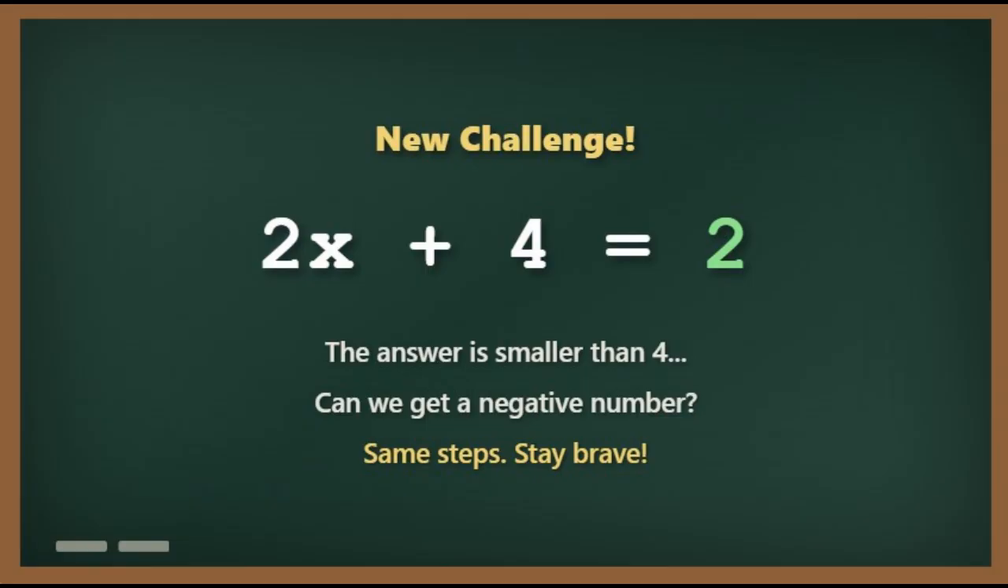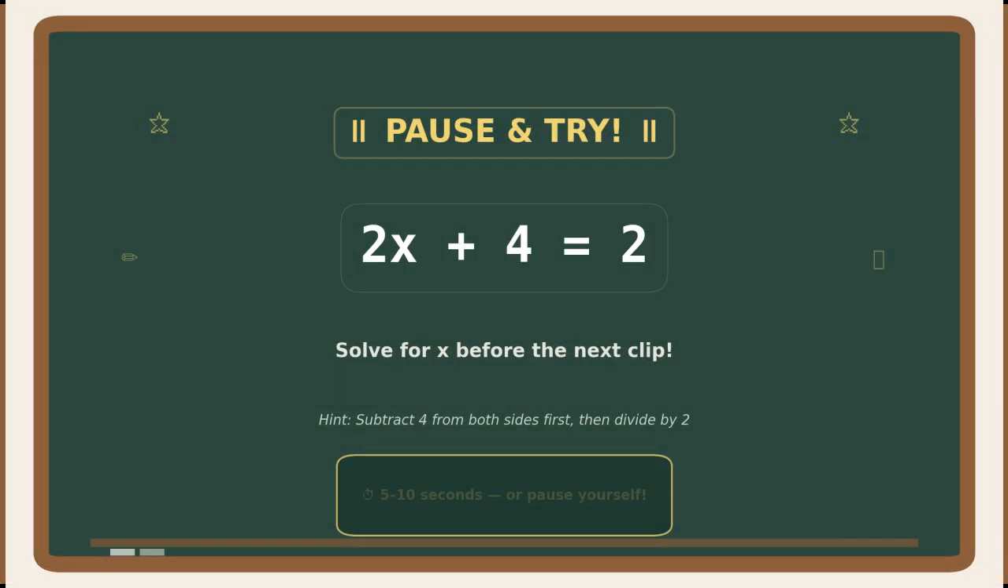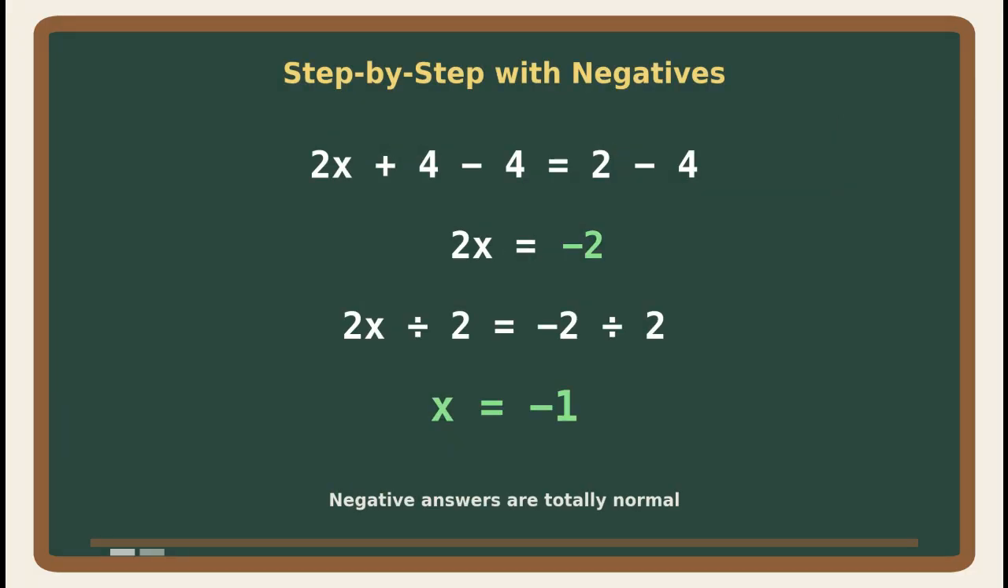Okay, brave stars. What if the equation is 2x plus 4 equals 2? That feels weird, right? The answer is smaller than 4. Don't panic, our golden rule still works. Subtract 4 from both sides. 2 minus 4 equals negative 2. So 2x equals negative 2. Divide by 2, x equals negative 1. Yes, negative numbers are allowed.